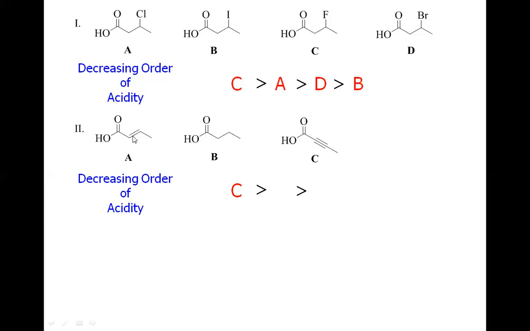compound A will be the second most acidic because it has the sp2 carbon that is directly connected to the carboxylic group, and compound B is the least acidic among these three carboxylic acids.